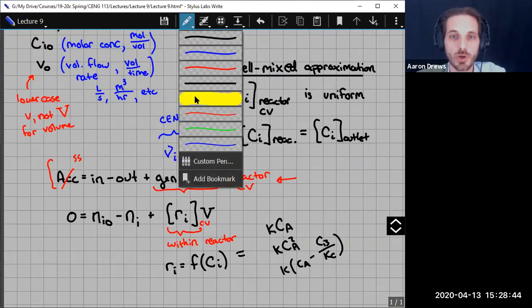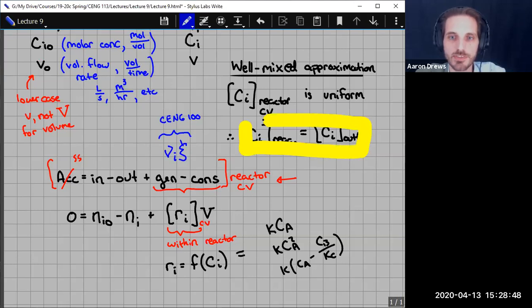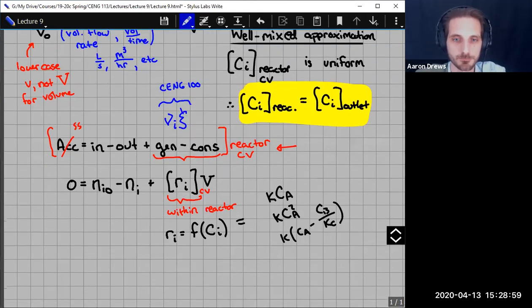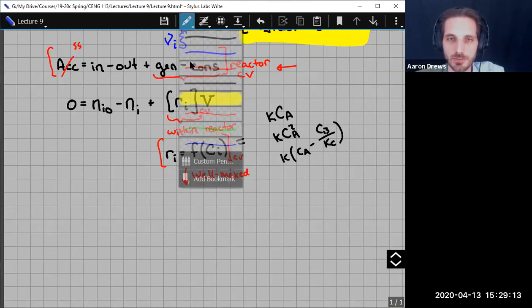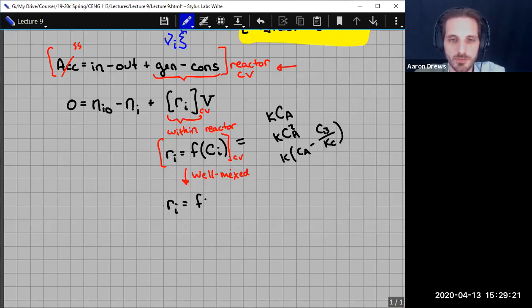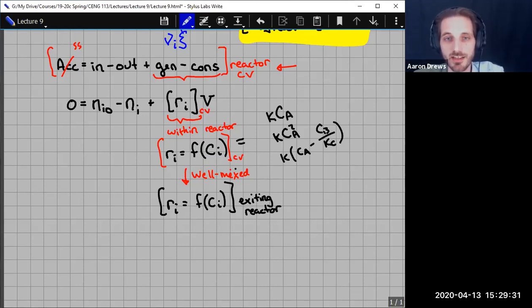And this is why the well-mixed approximation is so important. This gives us the ability to approximate the rate of the reaction inside of the reactor based only on what's coming out of the reactor. So our R sub i here, if we use the well-mixed approximation, if it's well-mixed, then this R sub i within the control volume simply becomes the R sub i at the outlet. I can say now that R sub i is a function of the concentrations coming out of the reactor. Which is great because we're a lot more interested in that stuff. That's our product stream, the stuff coming out of our reactor.